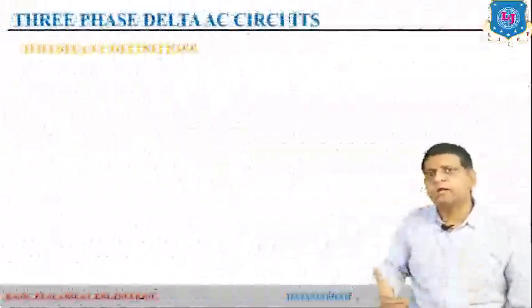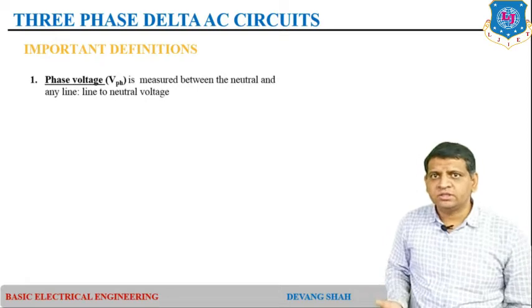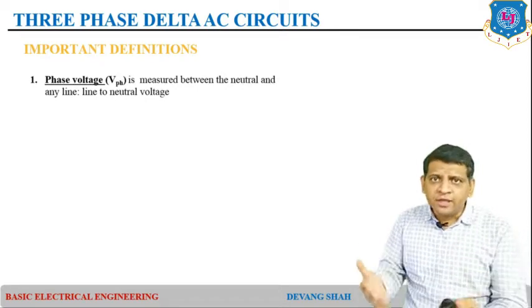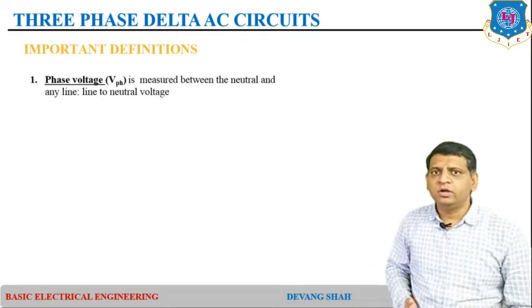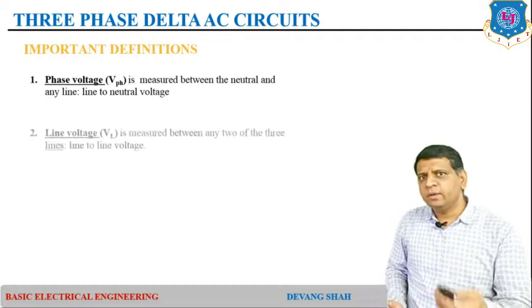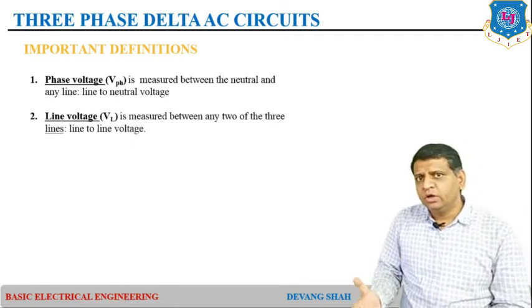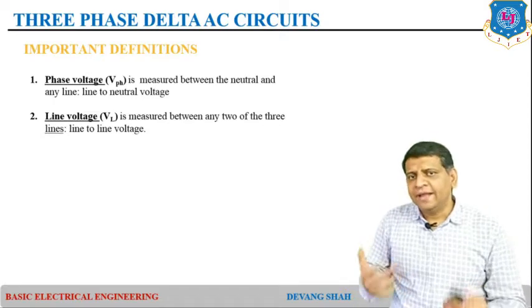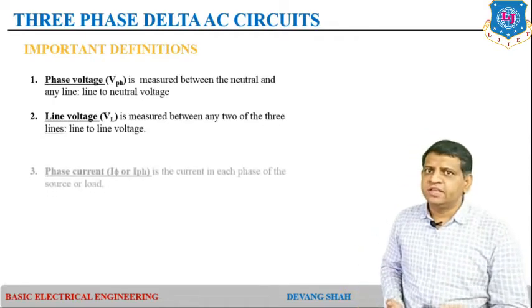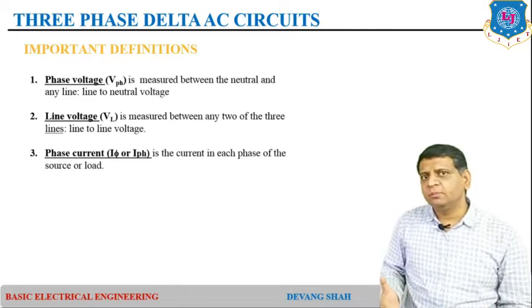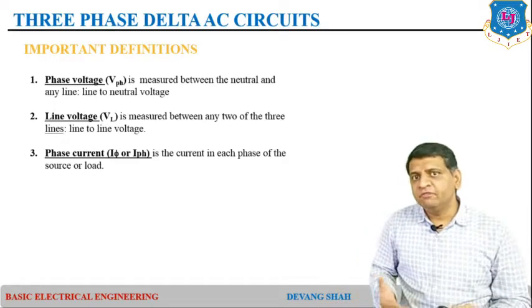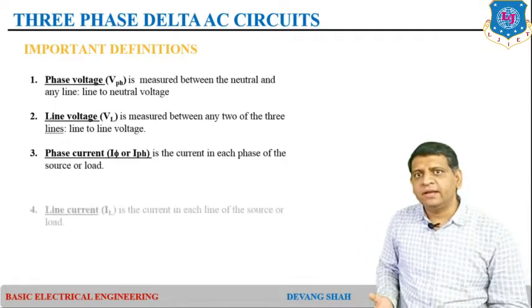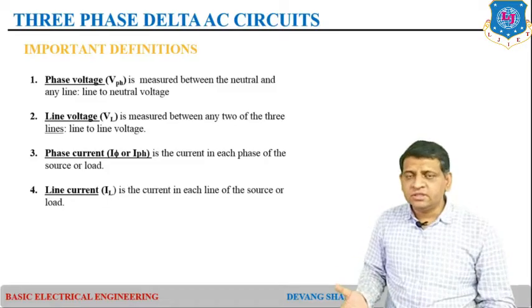Straight away, if you talk about the delta connection, the common important points we need to understand are these. Phase voltage, defined as VPH, is nothing but the voltage across each phase, defined as phase voltage, VPH or EPH. Line voltage is the voltage difference between two lines, called EL or VL. The phase current is the current flowing through each phase, which is IPH. The line current is the current flowing through each line, which is IL, right.